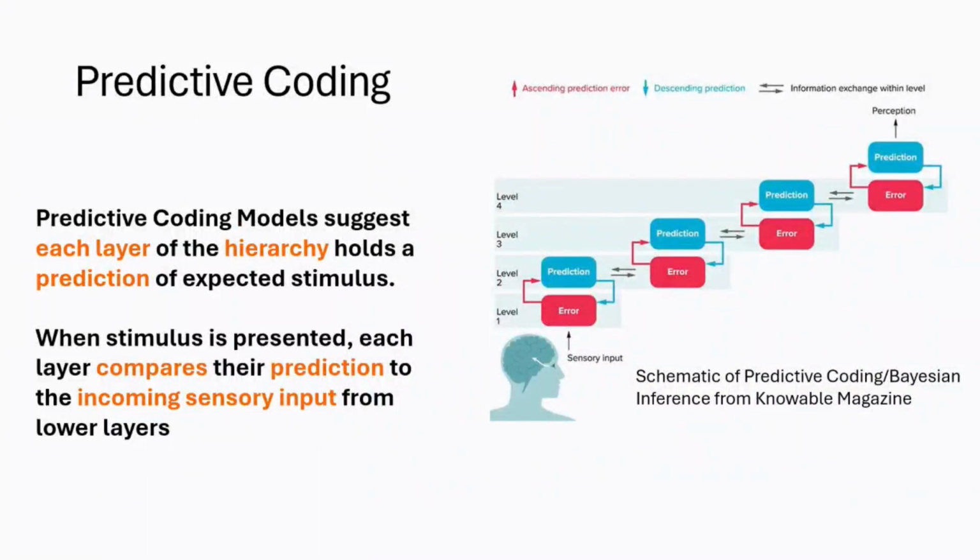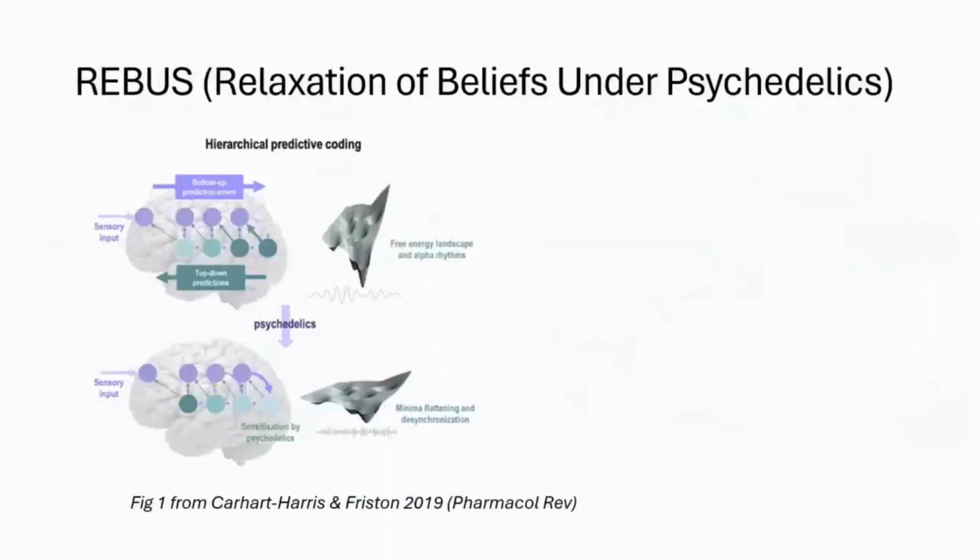Now again, we're getting a little bit far ahead of ourselves, but if we remember that psychedelics are causing this decrease in activity in the prefrontal cortex, well, we might start to think that these downward predictions are going to go a bit haywire. And they exactly do that. And this brings us to one of the biggest models in psychedelics. It's called REBUS, or the relaxation of beliefs under psychedelics. It's not REBUS, it's the S from psychedelics for some reason.